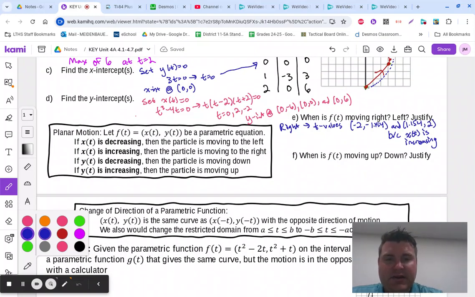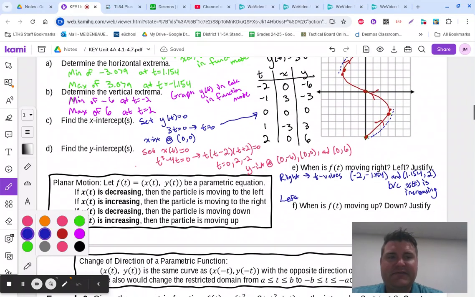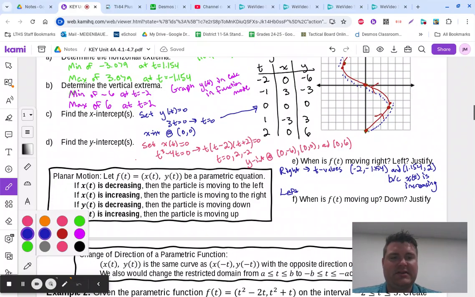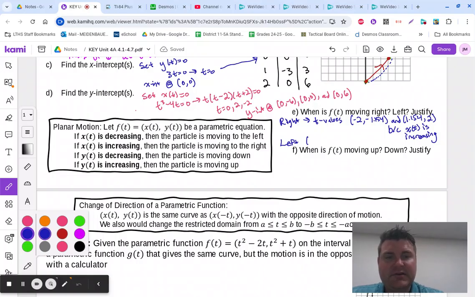Left, looking again at t values. Left is everything else. I'm going left from here all the way down to here. Okay, so that is really everything else. So I'm left from negative 1.154 to 1.154. Why? Because x of t is decreasing.